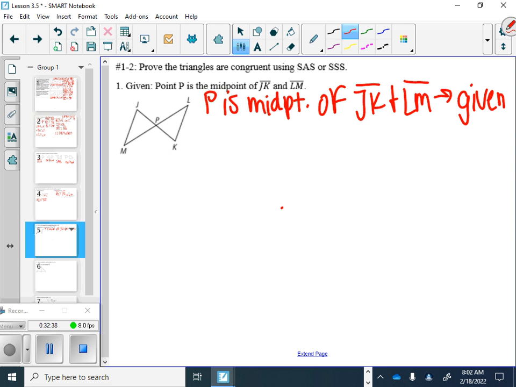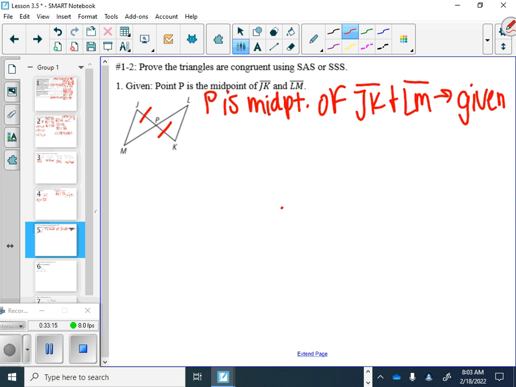What does a midpoint do? It splits it in half. A midpoint splits a line or a segment in half. So what does that mean about these two parts? Yes. A midpoint splits a segment in half, so if the segment is being split in half, those two halves have to be equal to each other. If I know that P is the midpoint of JK, that means those two segments are congruent to each other, because that point P is splitting that in half.